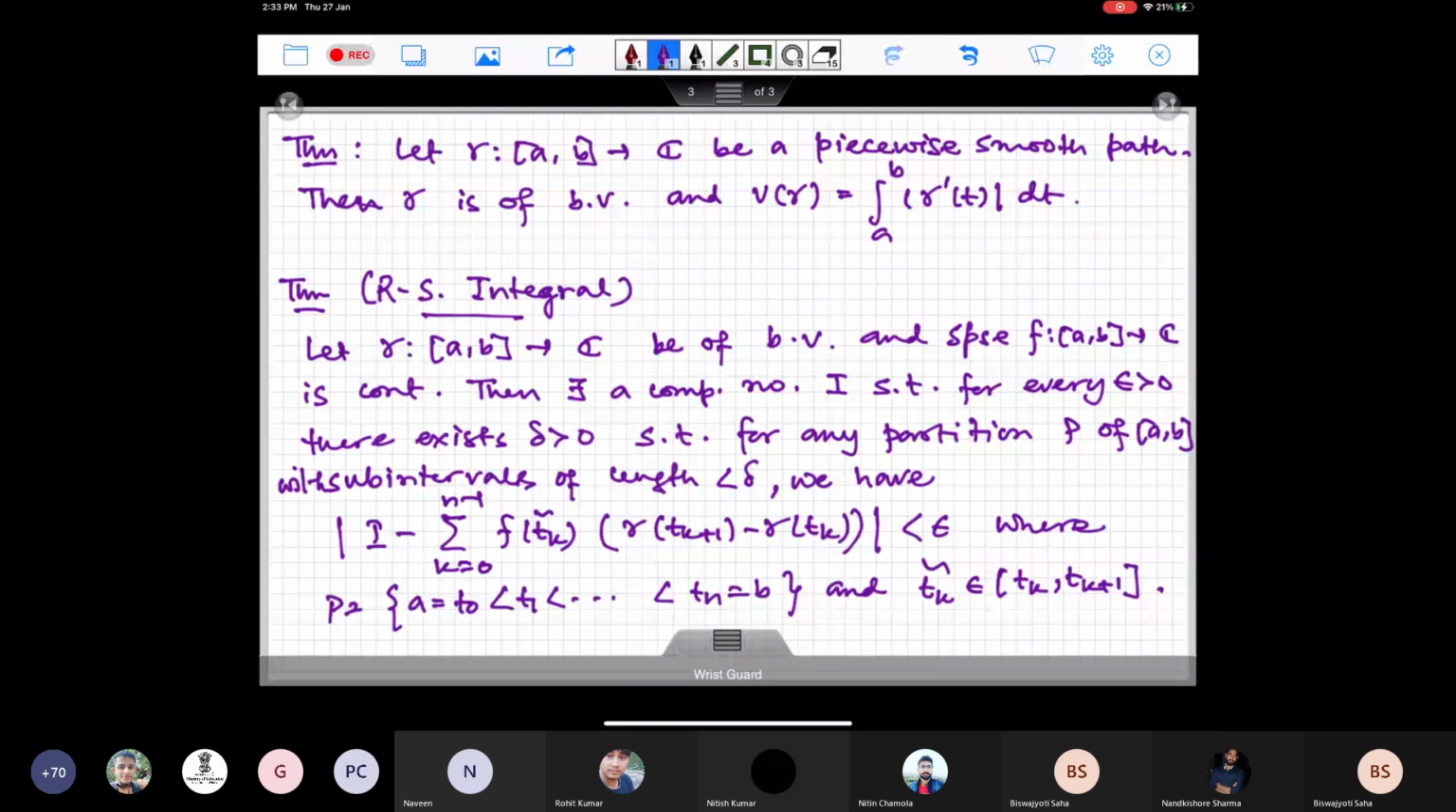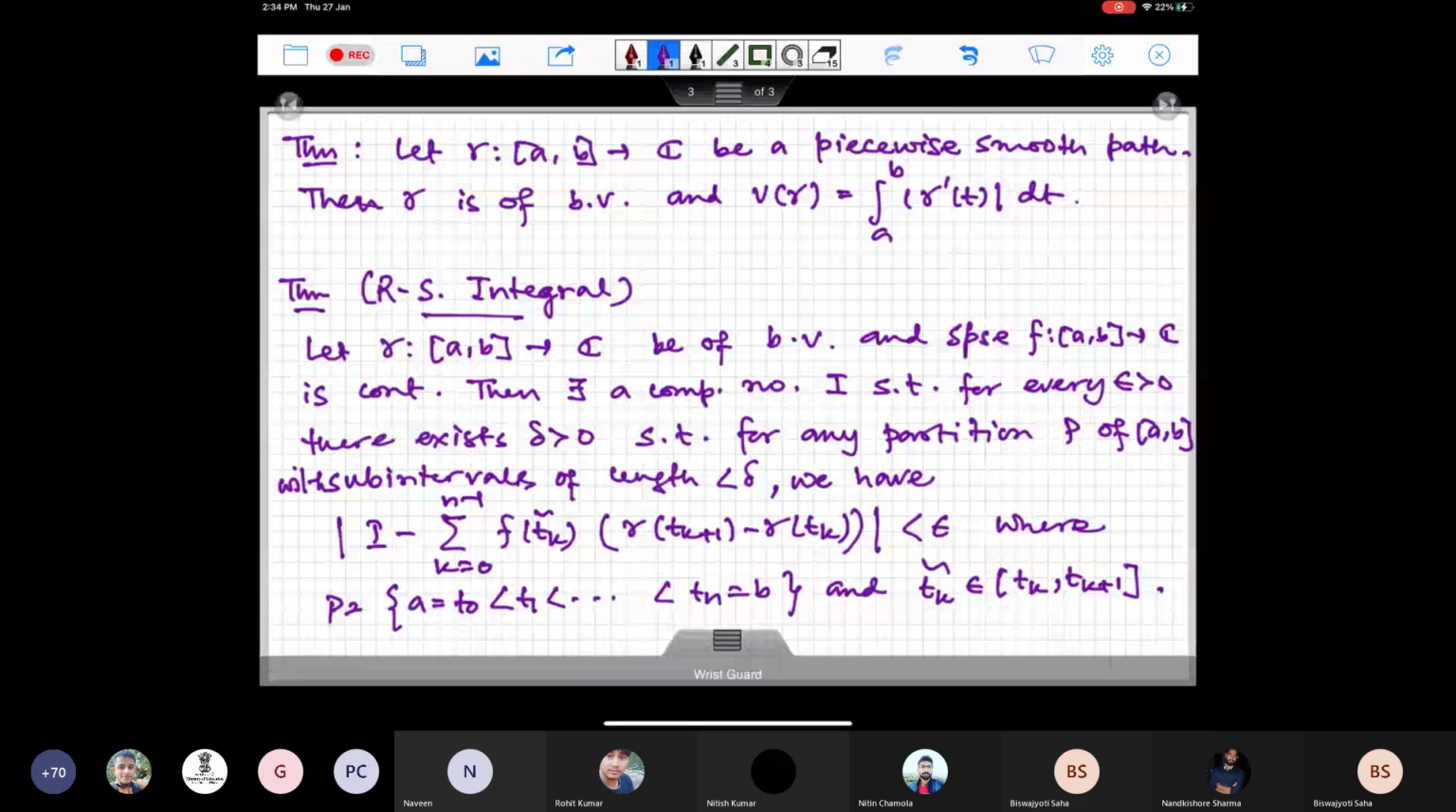Okay, so this is how you take kind of Riemann sum. So here it's Riemann Stieltjes sum. And there should exist a complex number I, so that this Riemann Stieltjes sum is in epsilon neighborhood of I. Okay, so that's the statement that you have. So exactly like Riemann integration.